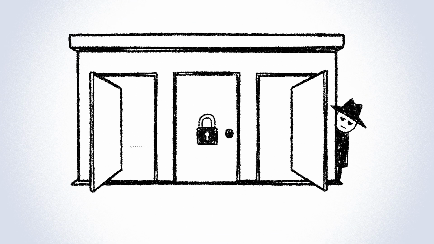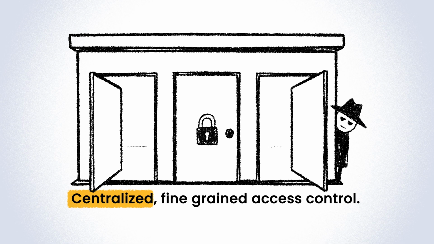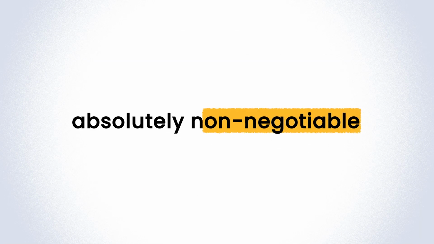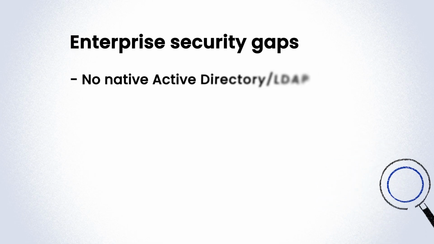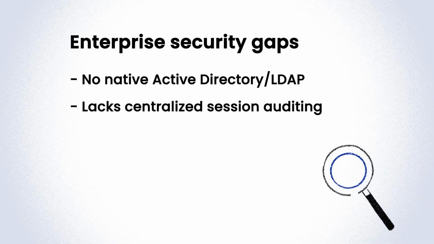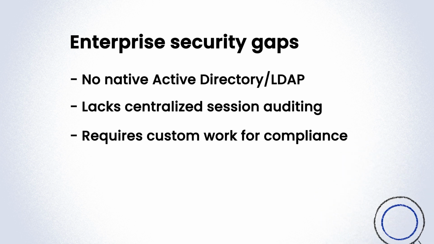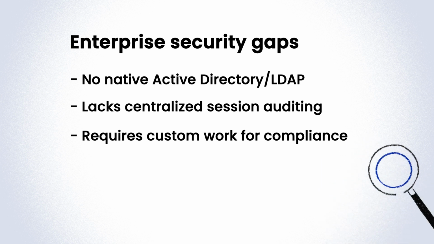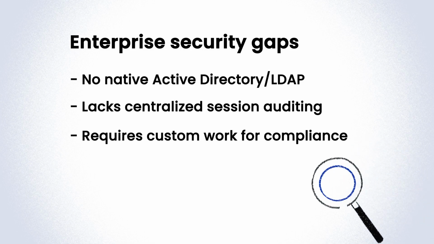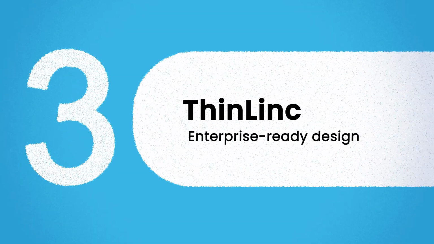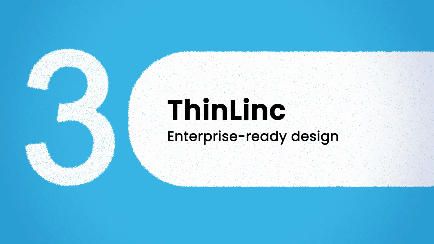This next one is a biggie, especially for any company that has to think about security and compliance. Centralized, fine-grained access control, it's not some nice-to-have feature in the enterprise world. It's absolutely non-negotiable. Xpra just doesn't have native, out-of-the-box integration with things like Active Directory or LDAP. So what does that mean? It means you can't easily enforce group policies or manage all your users from one place. And on top of that, things like session auditing for compliance, that becomes a massive custom project you have to build.